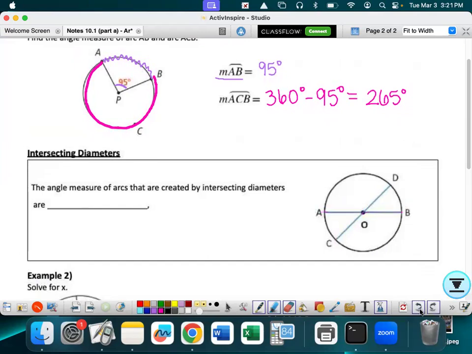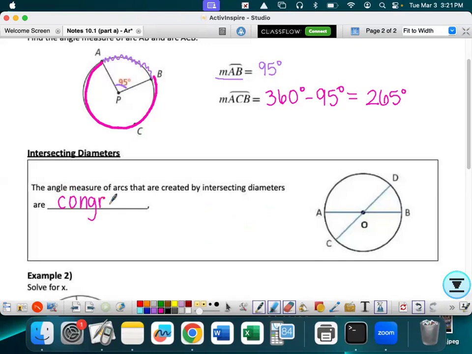So if you have 2 intersecting diameters, keep in mind that that means that you have 2 intersecting lines. What kind of angles are formed when you have 2 intersecting lines? You'd be correct if you said vertical angles. And what do we know about vertical angles? They are congruent.